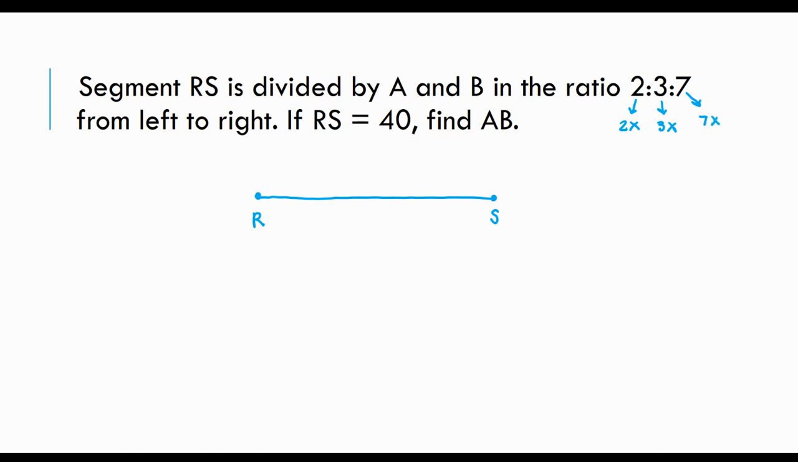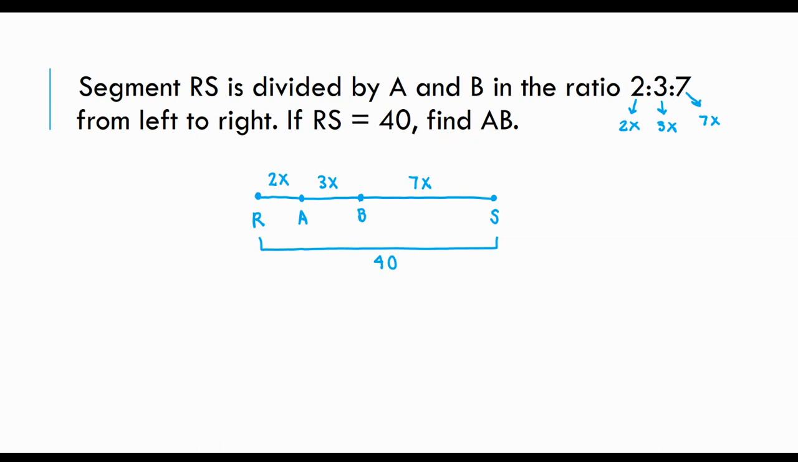followed by a little bit bigger of a segment to be represented as 3x, followed by an even bigger segment, which is 7x. So that means that I want A to be close to R, so I can call that first segment 2x. Then I want to have a little bit bigger of a segment, so I have to put point B there because then this is 3x. And notice that then the longest segment there is 7x. They're telling us that the entire segment RS is being represented as a length of 40.